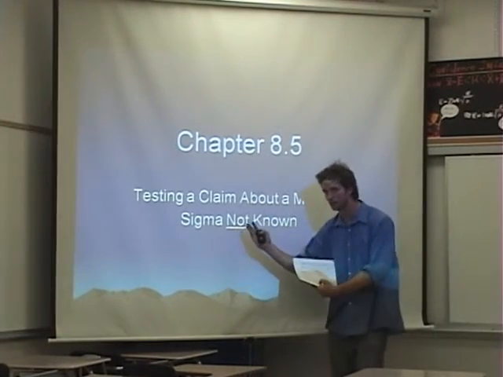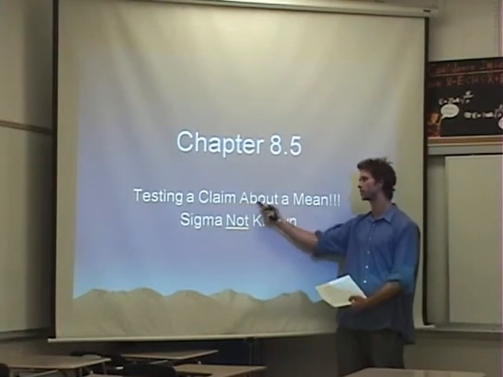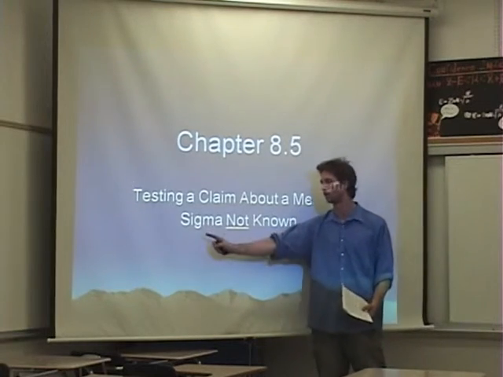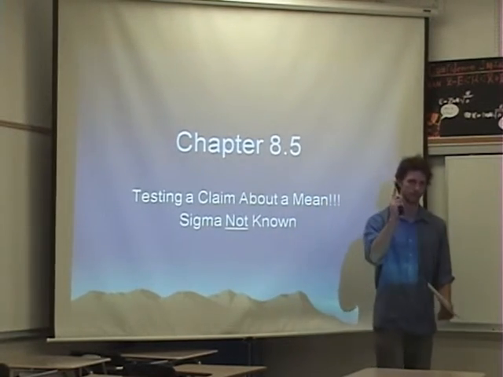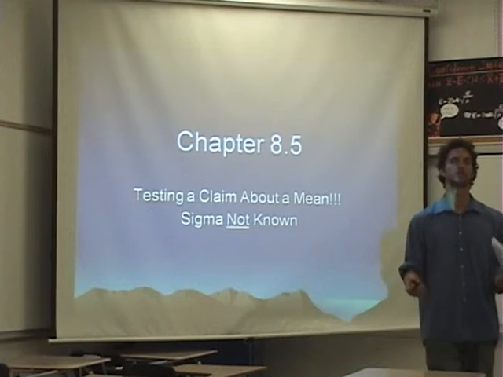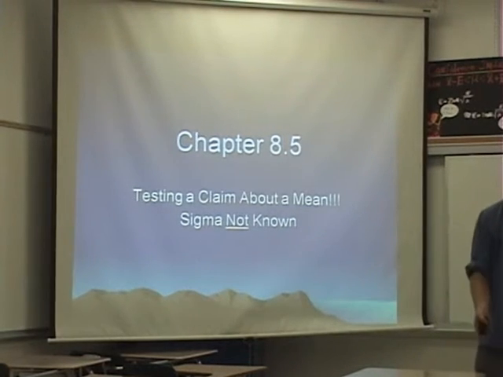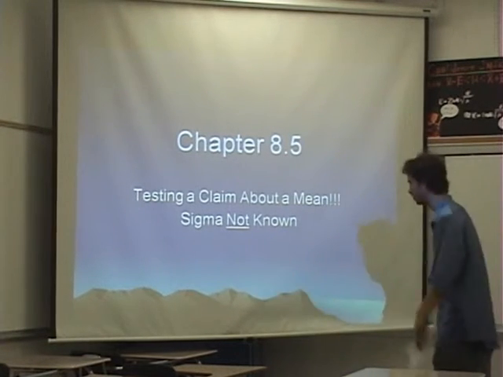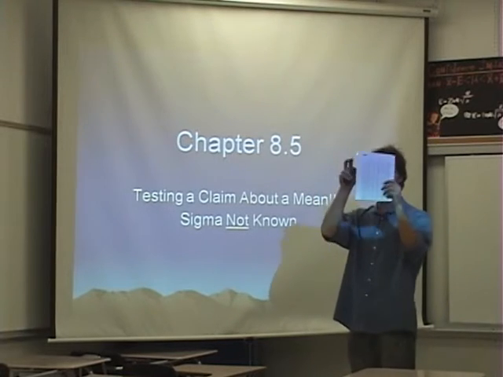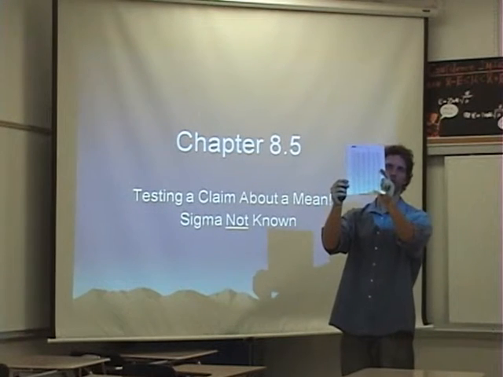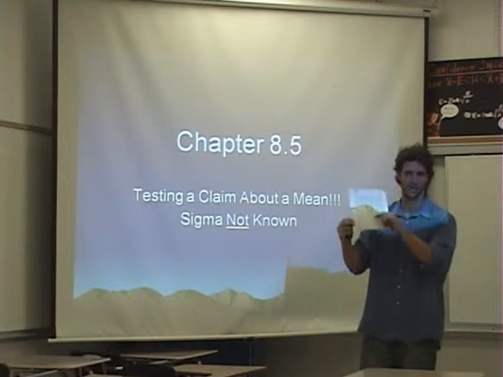We're testing a claim, not about a proportion, not about a standard deviation, but about a mean. But this time we know that sigma is not known. Sigma is not known. What are we going to do? Can't use the z-chart. We must have to use the T-chart. So that's why I'm going to use this chart, which you can barely see from that far. But you know what it looks like.